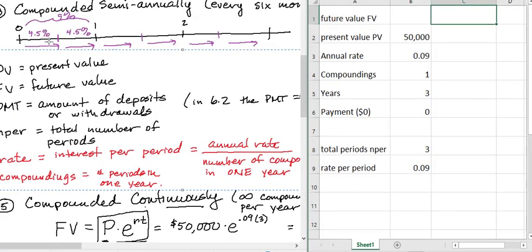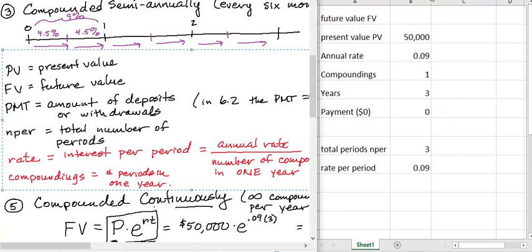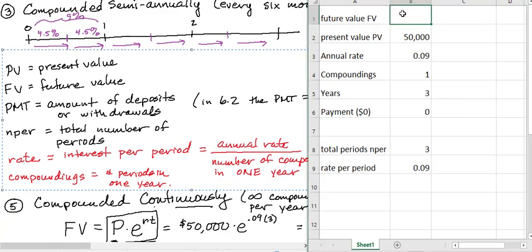Let's try it again. Let's do that same problem, the same $50,000 example that we started with. Future value, I'm still trying to find. Present value is still 50,000, annual rate 9%. But now the compoundings, compounded semi-annually, that will be 2 compoundings every year. Number of years is 3, payment. Okay, now for the total periods, I would need to have 3 years times 2 compoundings each year for a total of 6. So compoundings per year times number of years.